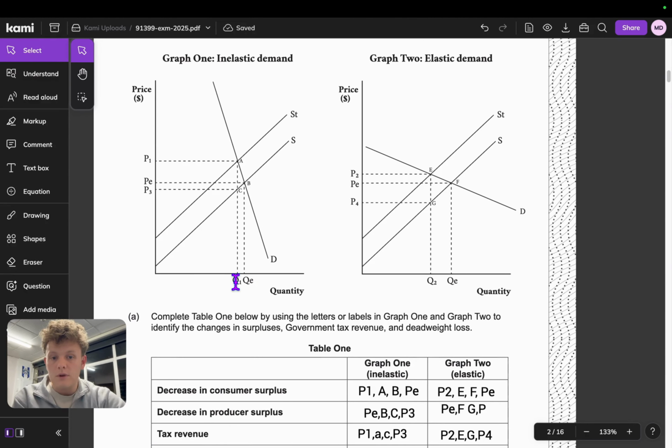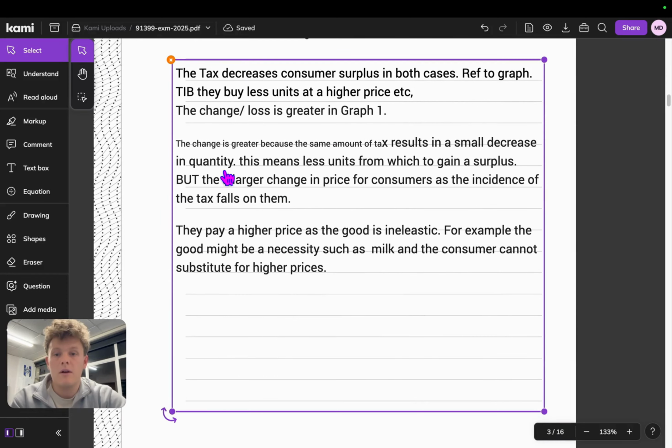There's only a few units of consumer surplus lost by selling fewer units, much less than, if we read the second part, this means fewer units from which to gain a surplus, but the large change in price for consumers as the incidence of tax falls on them.